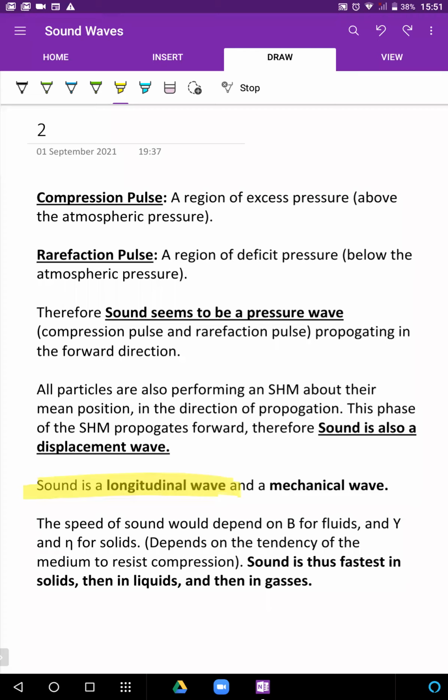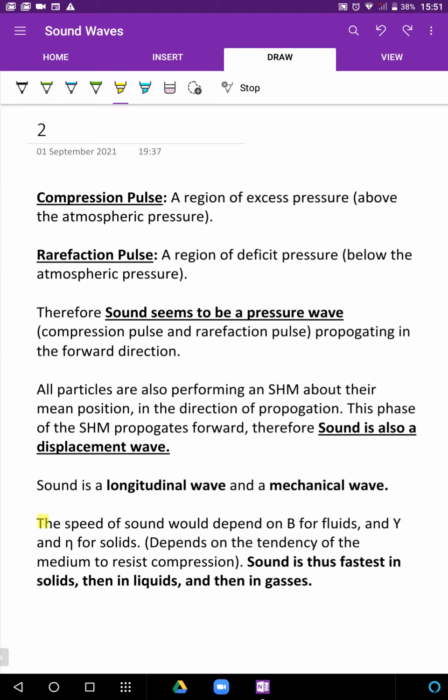because the oscillations are in the direction of propagation. That is called longitudinal, and if they are perpendicular, it is called transverse. Waves on a string, waves on the surface of water, and light itself are all transverse waves. And sound is a mechanical wave because it involves particles of the medium. So all waves are mechanical waves because they involve particles in the medium, except light. Light does not involve particles in the medium. Light is an oscillating electric and magnetic field.